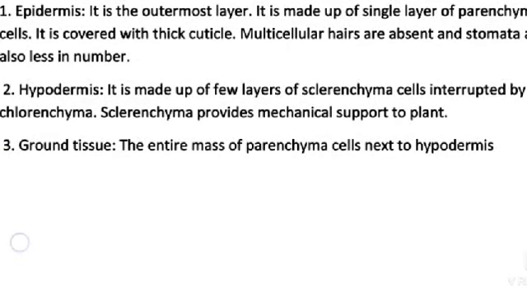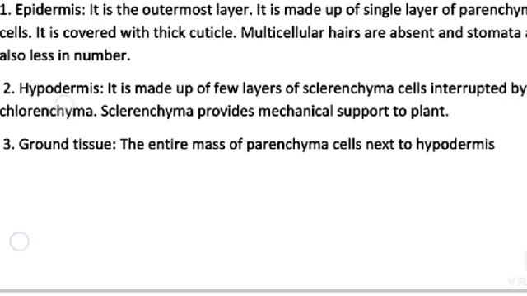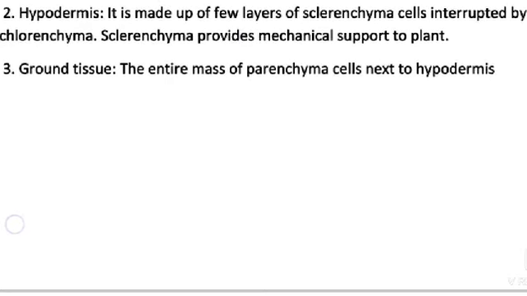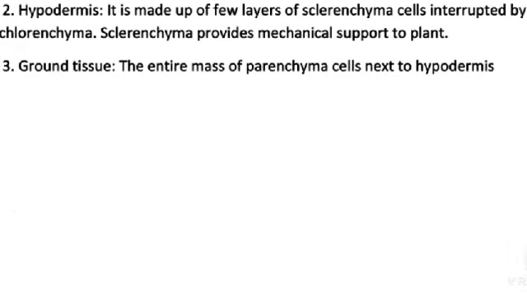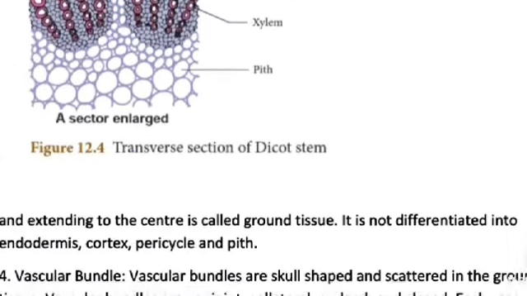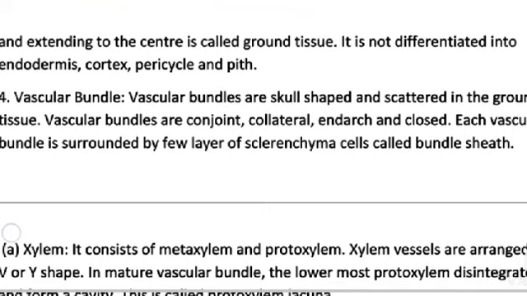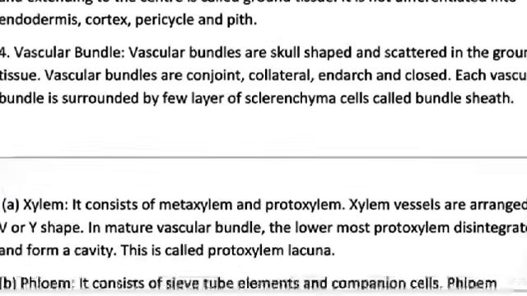Hypodermis. It is made up of a few layers of sclerenchyma cells interrupted by collenchyma. Sclerenchyma provides mechanical support to the plant. Ground tissue. The entire mass of parenchyma cells next to hypodermis and extending to the center is called ground tissue. It is not differentiated into endodermis, cortex, pericycle and pith.